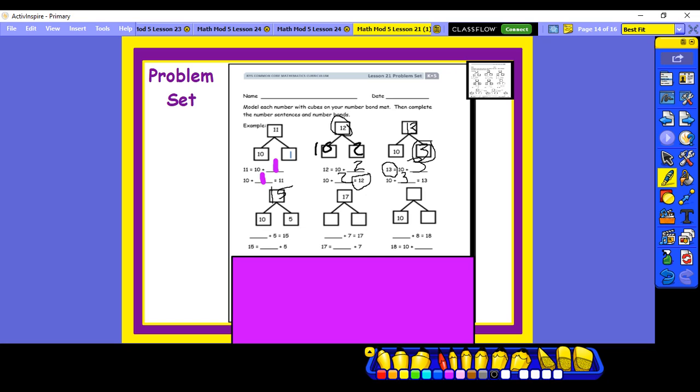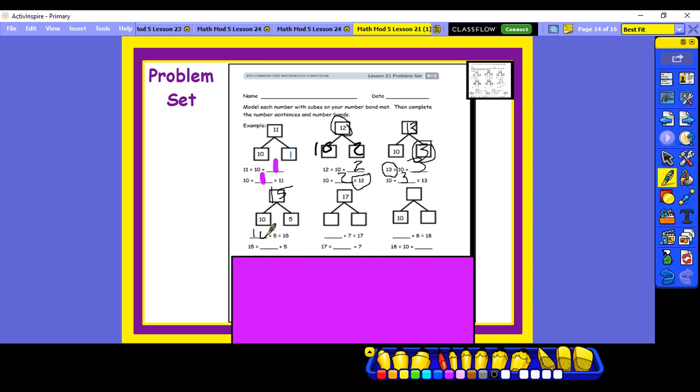15. Great job. I see the 15 at the end of this number sentence, so I know my parts go first. Part plus part makes the whole. What's the missing part?